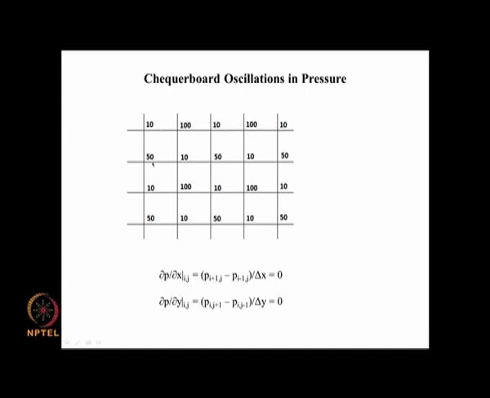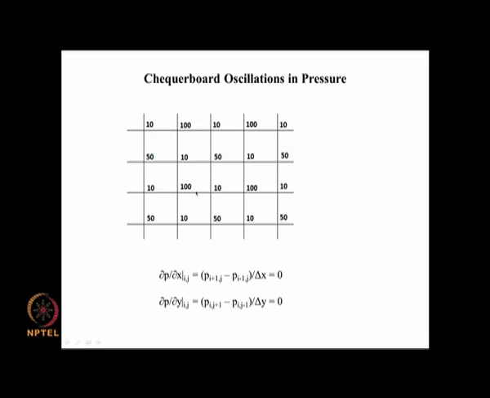So, in a grid like this, the pressure gradient is computed to be 0 in both the x momentum and y momentum equations, but if you are evaluating the v velocity here, then the pressure gradient is not 0. If you are evaluating the u velocity at the midpoint here, then the pressure gradient is not 0.